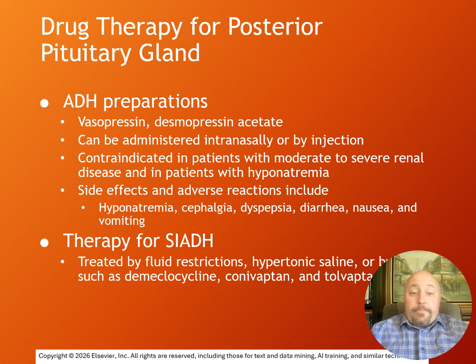In the case of treating posterior pituitary gland disorders, antidiuretic hormone preparations such as vasopressin can be administered intranasally or by injection. These are going to be contraindicated in patients with moderate to severe renal disease and in patients with hyponatremia. Side effects would include things like hyponatremia, dyspepsia, diarrhea, nausea, and vomiting. The syndrome of inappropriate antidiuretic hormone would be treated by fluid restriction, as well as hypertonic saline.